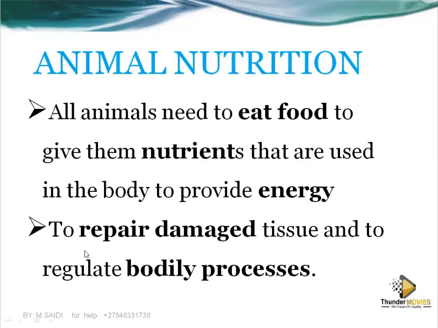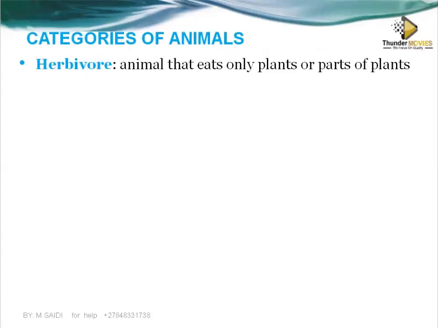The reason why animal nutrition is also very important is to repair damaged tissue and regulate the body processes. When you eat, you obtain these nutrients. These nutrients are going to help in the process of repairing the damaged cells, and then the body processes can also take place. We have different categories of animals.